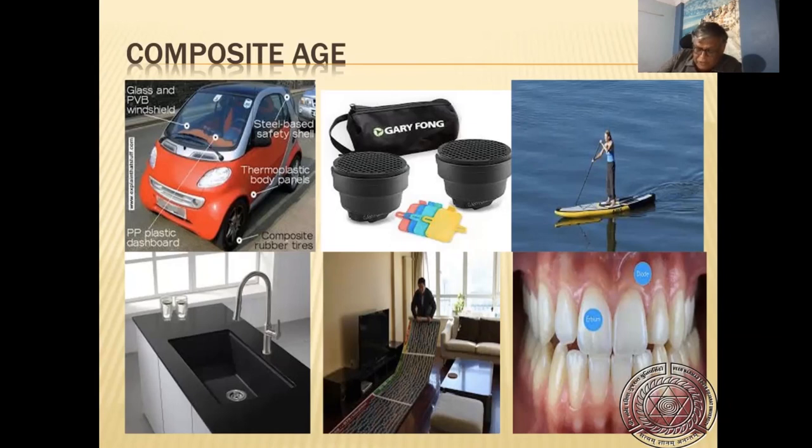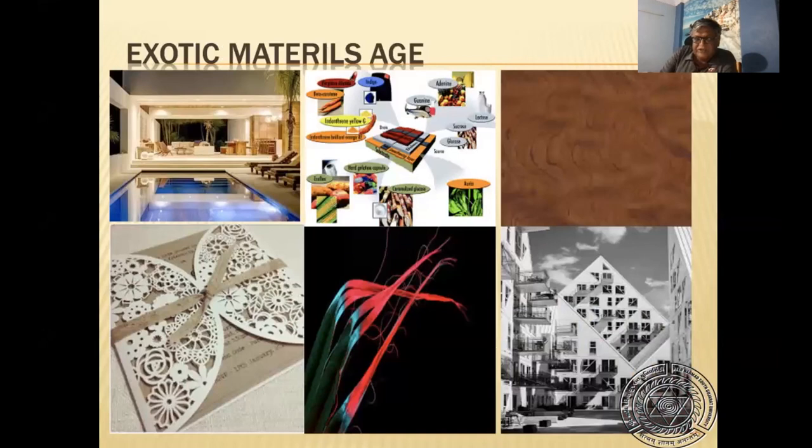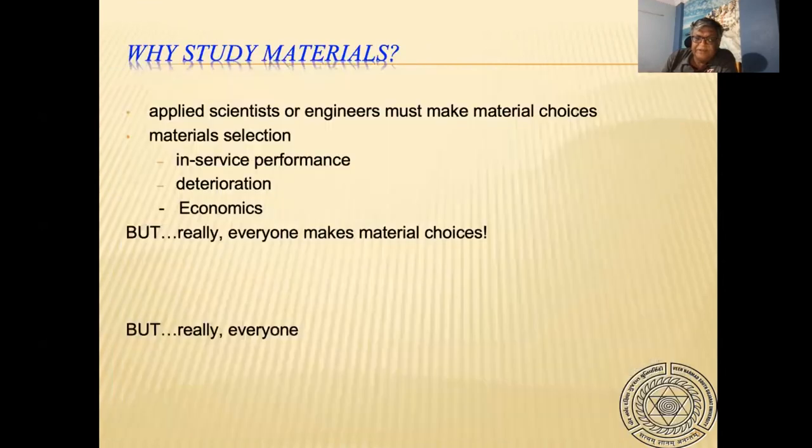In this composite world, many types of composites are fabricated. Even with the help of nanotechnology, we can synthesize nanoceramics, nanocomposites, nanopolymers, and so on. These are some of the exotic materials that are useful in different branches, or advancement of designs. So this age is also called the exotic material age.